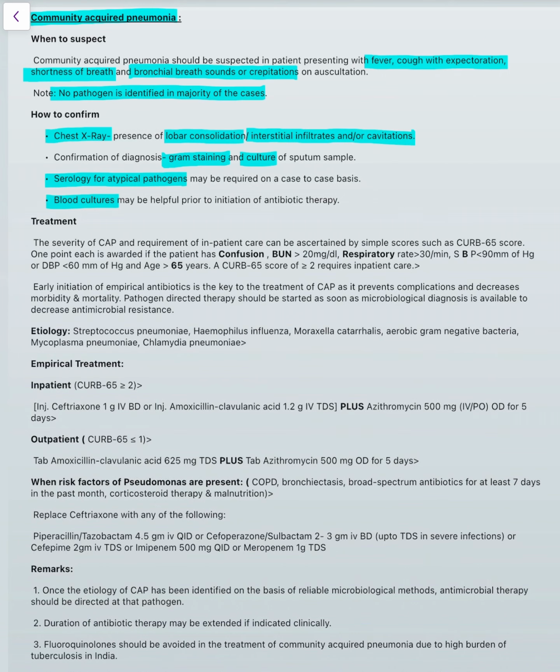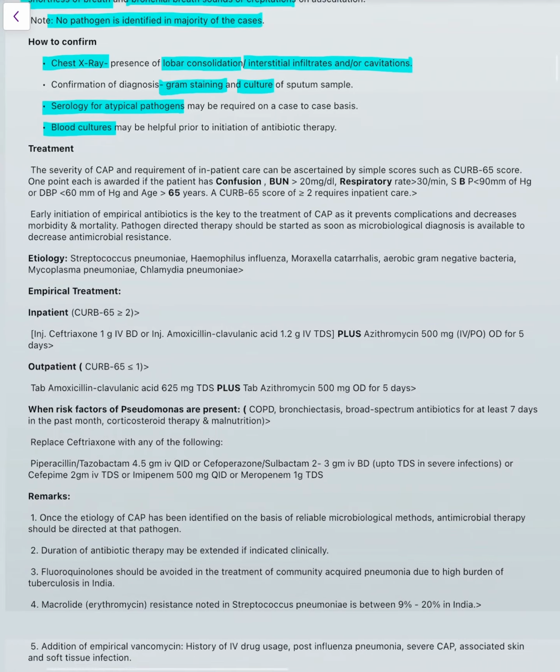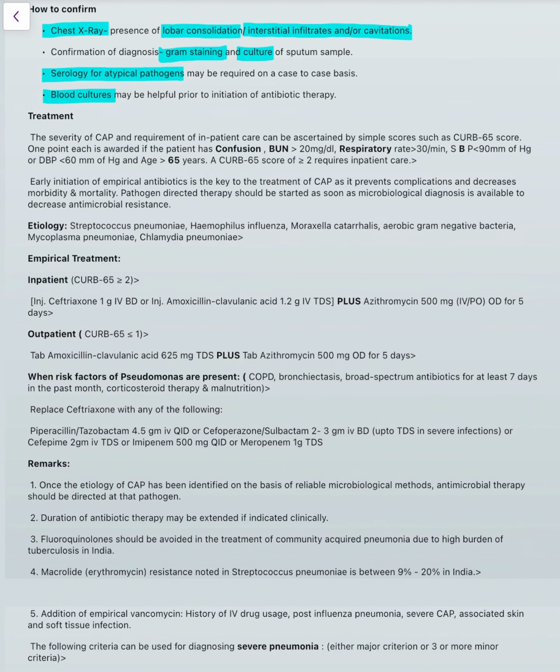So what is the empirical treatment, and what is the treatment after the culture report? Treatment is based upon a score, that is CURB-65, which we all know. One point is awarded for each parameter, that is confusion, BUN more than 20, that is blood urea nitrogen more than 20, respiratory rate more than 30, systolic blood pressure less than 90 or diastolic blood pressure less than 60, and age more than 65.